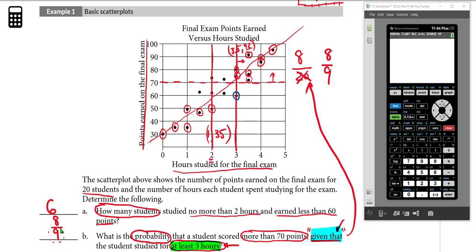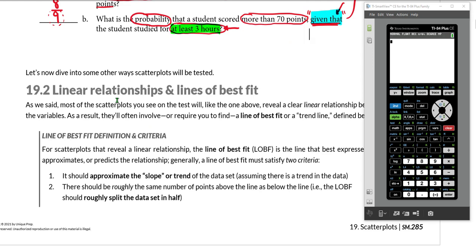Again, very important not to make the mistake of putting a 20 in that denominator. The given that is telling you that you are not choosing from all 20 students. You are only choosing from the students who studied for at least 3 hours, and there are 9 of those students. That's one of the ways that scatterplots could be tested. Let's talk about some of the other ways that scatterplots can be tested.